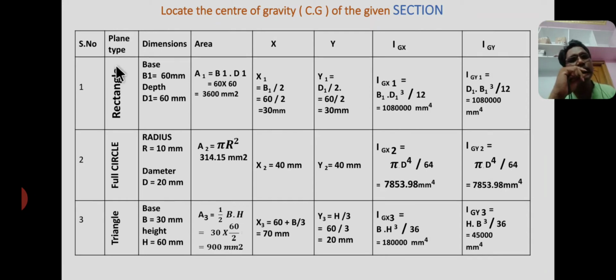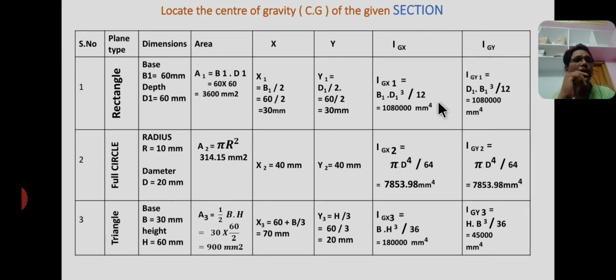These are the section numbers, plane types and dimensions, areas, individual areas. Area of a rectangle equal to base into height, area of a circle equal to pi r square, area of a triangle equal to half into base into height. These are the coordinates of individual centroids, and IGX, IGY are the area moment of inertia about centroidal axis. GX and GY are called centroidal axis, and IGX refers to area moment of inertia about centroidal x-axis. This is the area moment of inertia about centroidal y-axis.